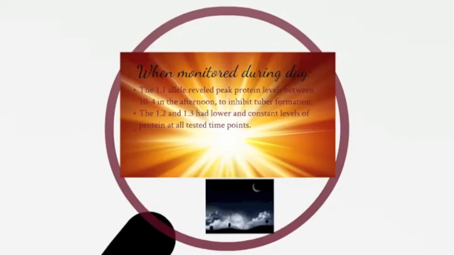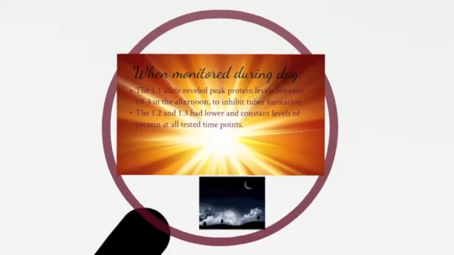On the other hand, the early maturing plant had much lower levels of protein interaction throughout the day because the proteins are not responding as much to the changes in the day length or time and therefore cannot inhibit the formation of tubers.